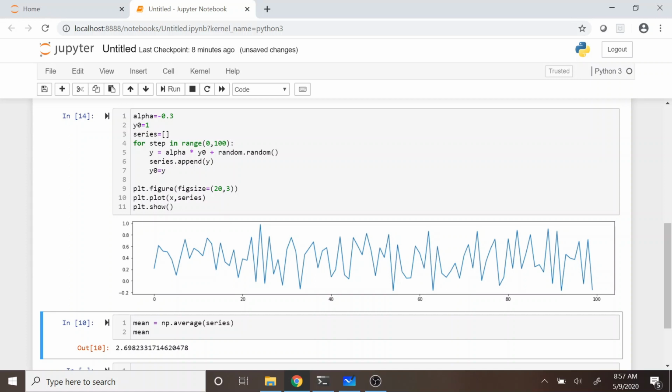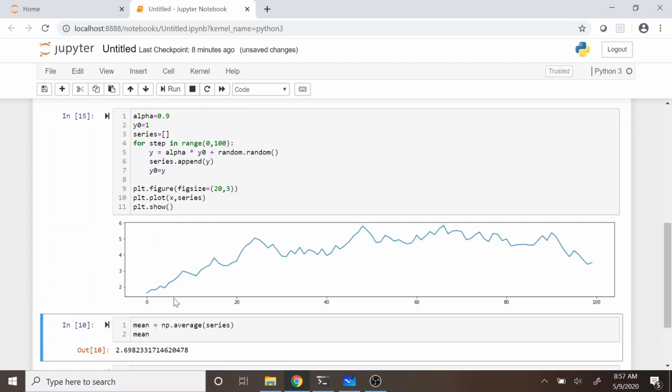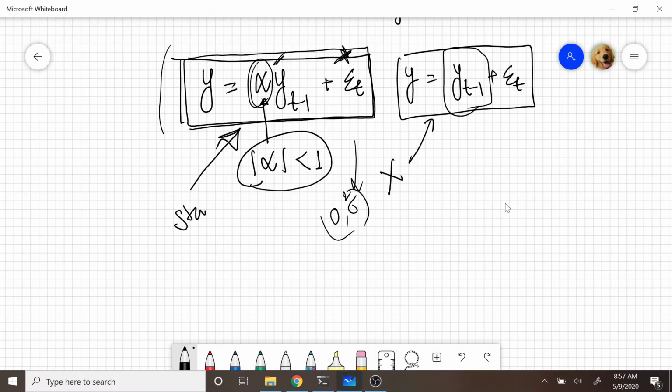But as alpha tends to 1, 0.9, you will see the series losing its property of being stationary. That is the difference between a stationary series and a non-stationary series. To reiterate, if you want to use AR or MA methods, the time series that you are using to build your model should be stationary. If it is not, then you will not get a model that's accurate enough.